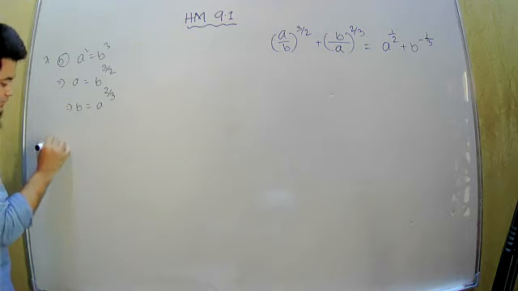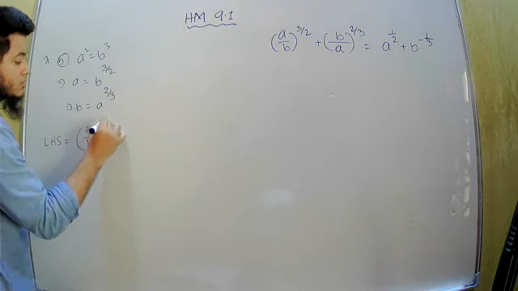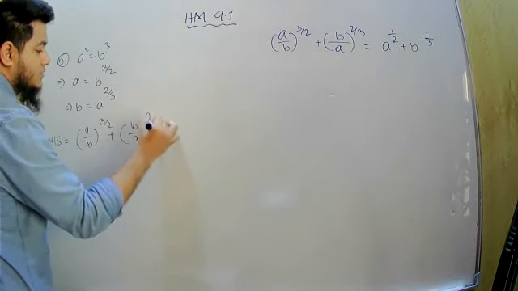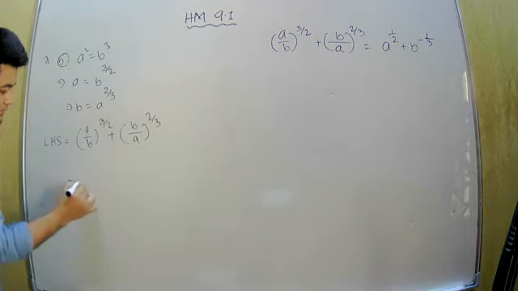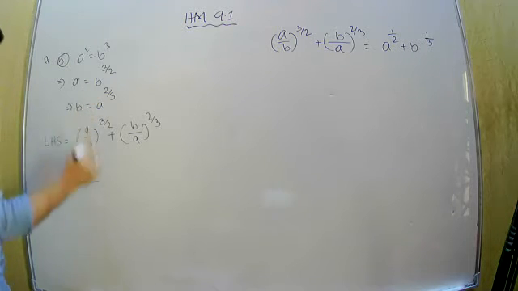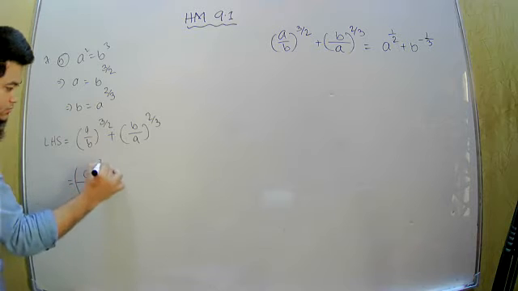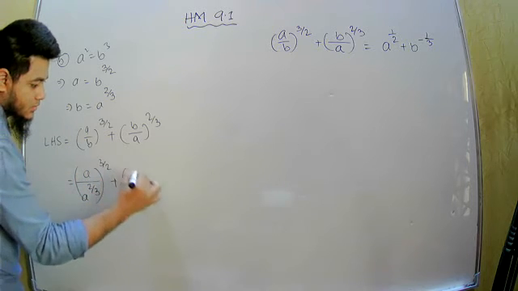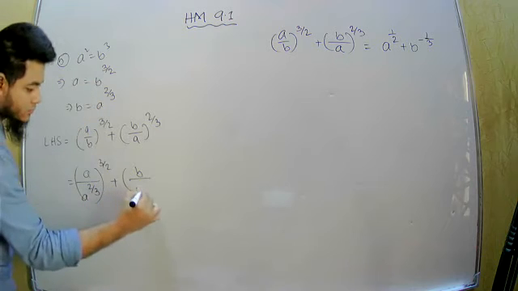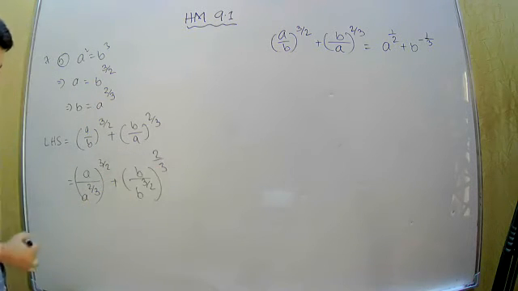Okay. Left hand side. Left hand side says a by b whole to the power 3 by 2 plus b by a 2 by 3. In the first one, we will replace the b. B is equal to a to the power 2 by 3, whole to the power 3 by 2 plus. In this one, we will replace a. A is equal to b to the power 3 by 2, to the power 2 by 3.